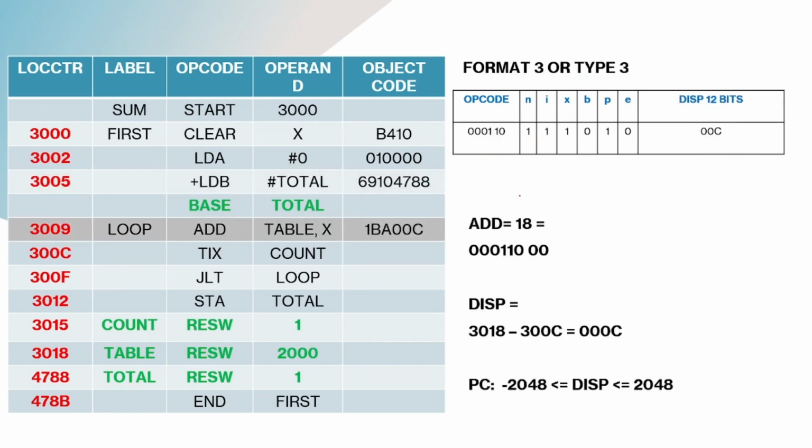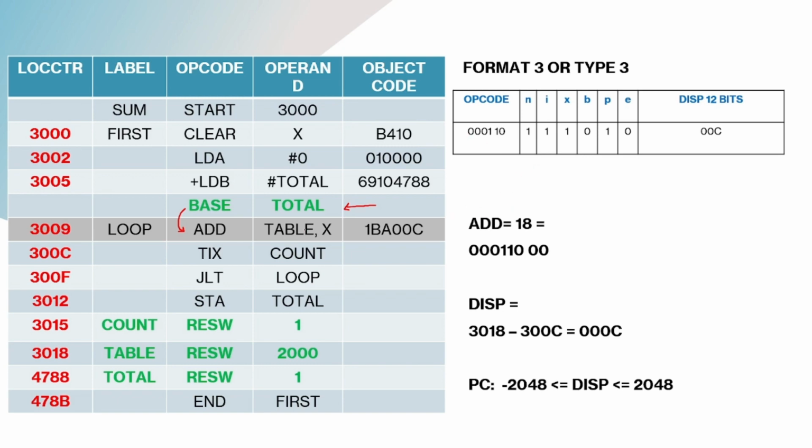Now moving ahead, we have something different right here. You can see BASE TOTAL, it says right here. This will not generate any object code because it's an assembler directive. So we don't generate any object code for assembler directives. Then the next instruction right here says ADD TABLE,X. Here X basically is indexed addressing, or displacement basically.